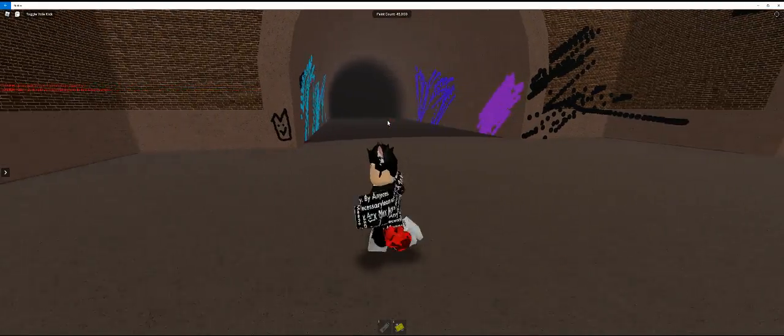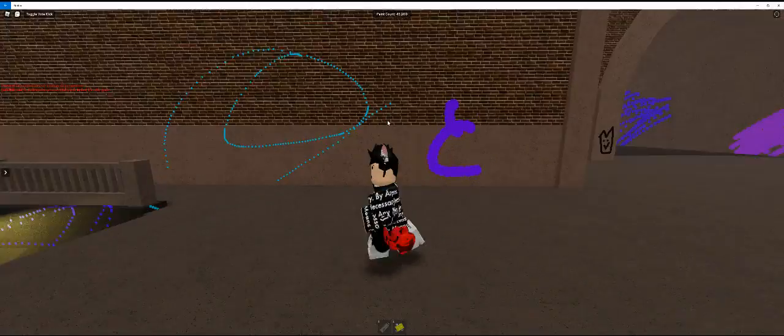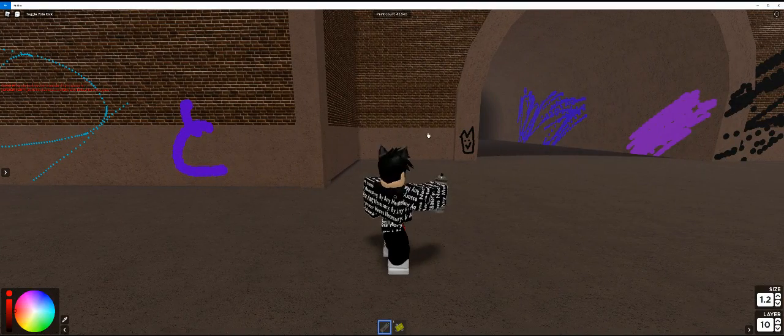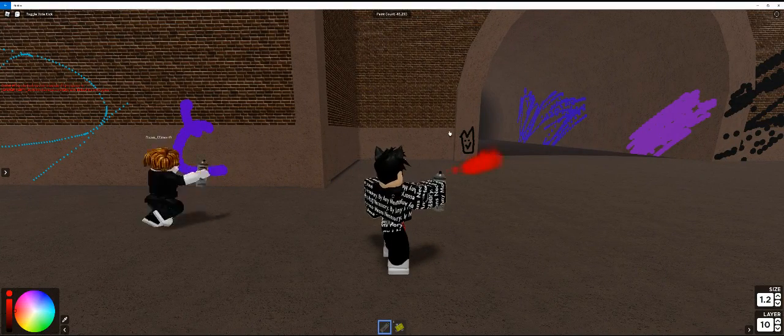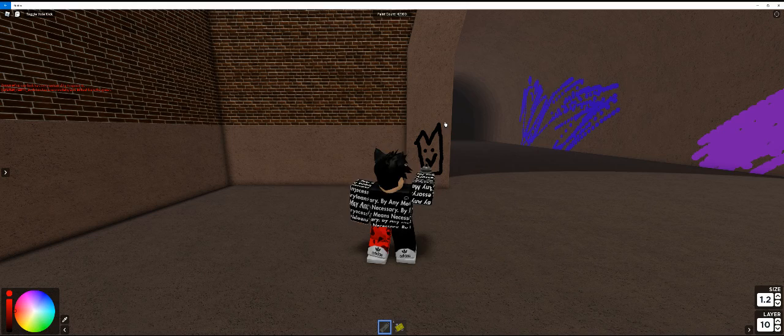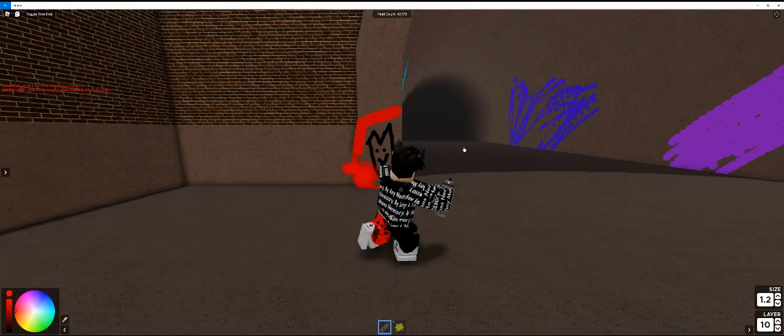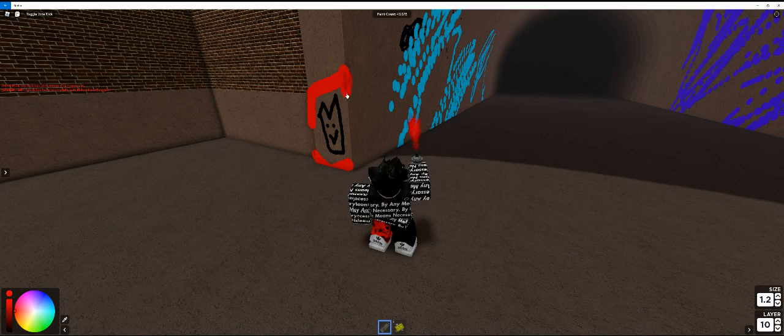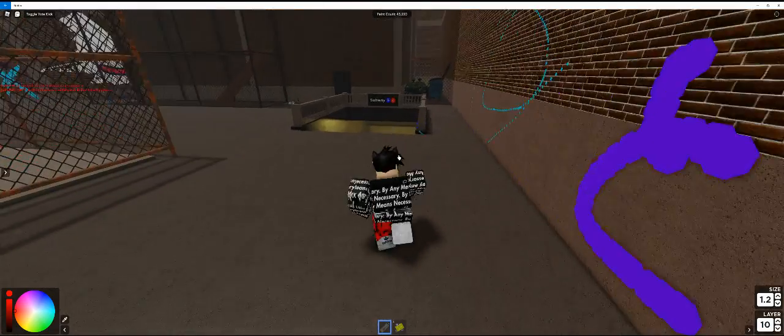Let's see. This looks like a tunnel. People just scribbled on it. You must protect this drawing. It is good. It is now safe.